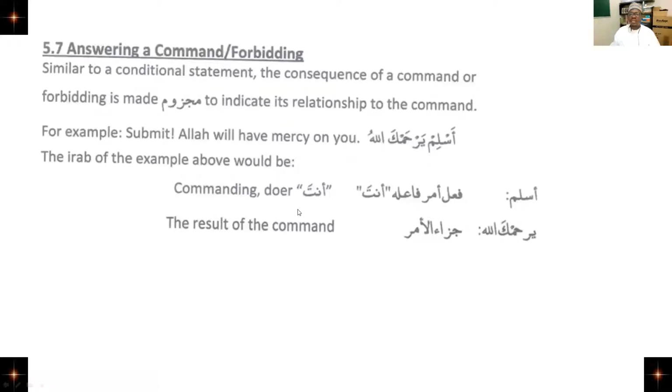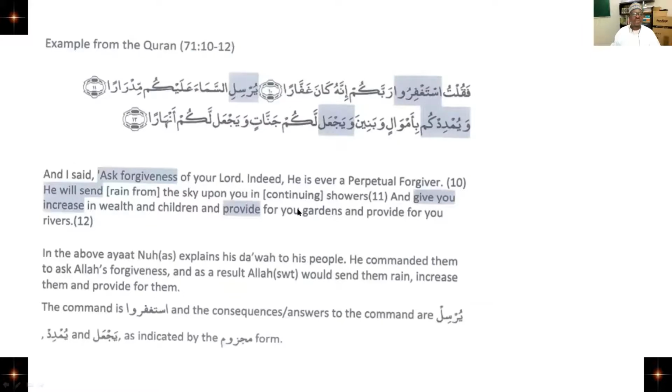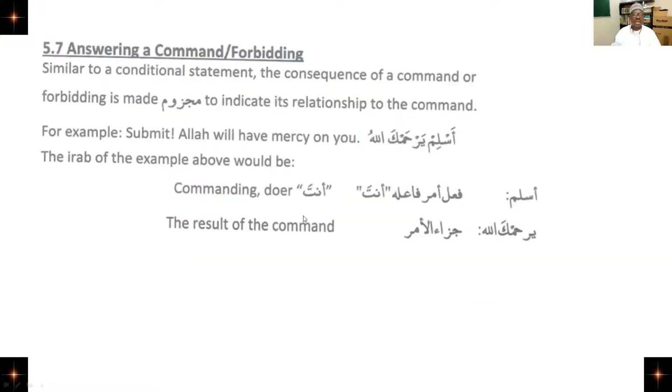Then finally, this is forbidding, which we have already spoken about. These are some of the concept explanations of how to answer a condition of forbidding. Now, sometimes you can also create a conditional statement not necessarily with those three tools, in, man, and ma. How do you do it? It says here, similar to conditional statements, the consequence of a command or forbidding is also made majzoom to indicate its relationship to command. So for instance, when you say aslim yarhamkallah, okay, submit, Allah will have mercy on you. In meaning, it means if you submit to Allah, then Allah will have mercy on you. That is the implicit meaning of that.